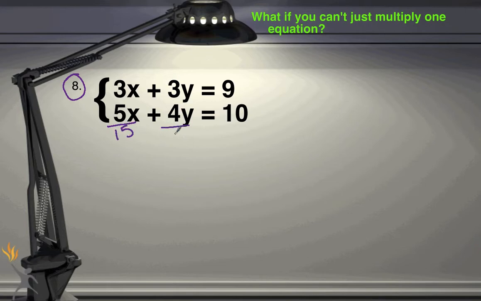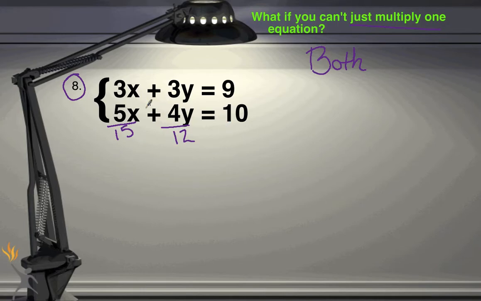3 times 4 gives me 12. Well, neither one of these can I create a common multiple with. They're both going to have to be changed. If you can't just multiply one equation, you're going to have to multiply both. To multiply both equations, you're going to do the same thing you've done in the previous problems. You're just going to have to do it twice.